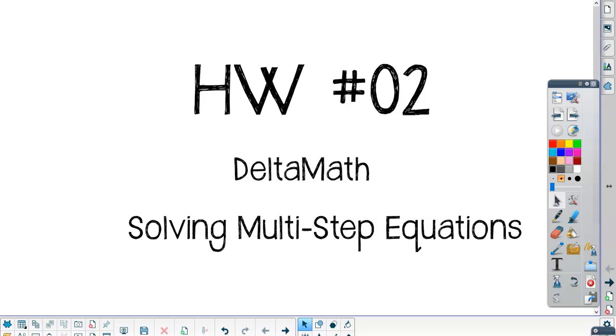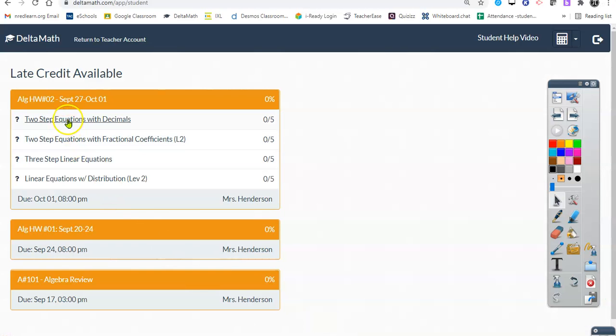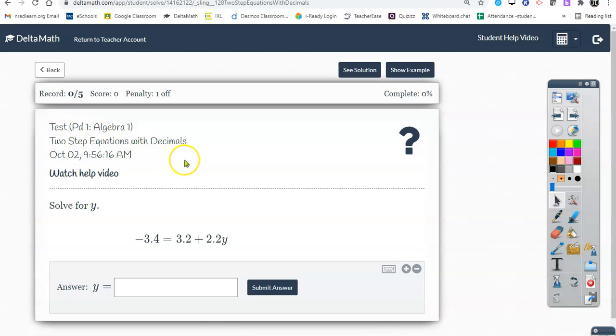In this tutorial, we'll take a look at the questions for solving multi-step equations on the DeltaMath homework assignment number 2. Let's get started. The first topic is two-step equations with decimals. Remember, when you're solving an equation, you'll be using inverse operations.